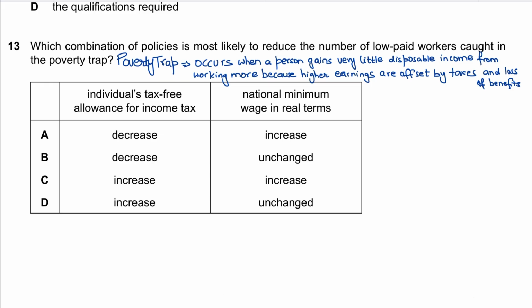So let's say you're not working and you were on government benefits, but now you're working. Let's say you're earning $10 from government benefits, and by working you're only getting $10.5, and that $10.5 is taxed as well. So actually you're losing instead of gaining. That's the sort of situation. So the correct answer has to be increase national minimum wage and increase the tax-free allowance, which is option C.